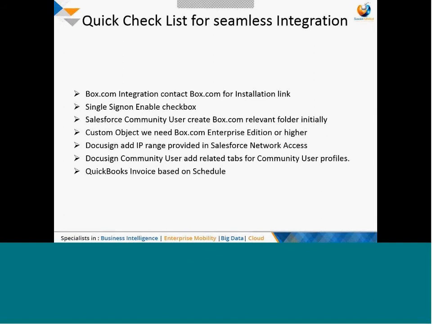So let us see the quick checklist for seamless integration of Box.com, DocuSign, and QuickBooks. For Box.com integration, as I said, for the installation link, you have to contact Box.com. You can't download it from AppExchange. And if you want to have single sign-on, you can find the button. Just click on that button and have single sign-on. There is no need for you to give the password from the next time onwards.